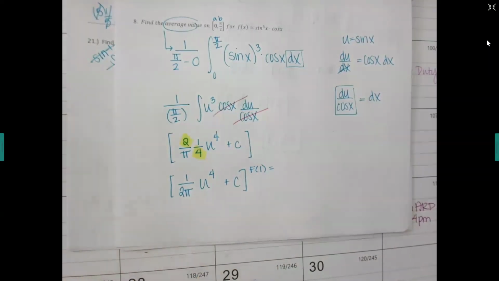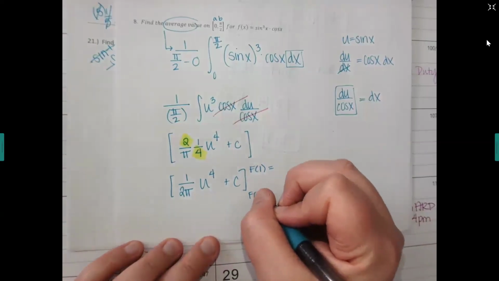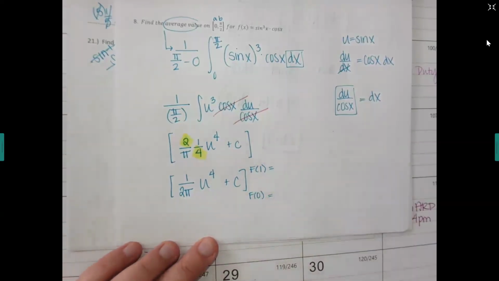On the bottom, I'm plugging in a 0. Sine of 0 would be which finger? Bottom finger. How many fingers are below your pinky? 0. And then you're going to take those, plug them in, and subtract.